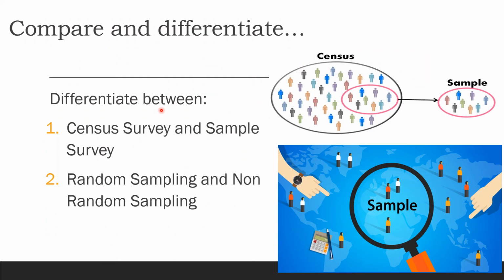What I want you to do after watching the video is to compare and differentiate. I'd like you to prepare two answers. One, differentiate between the census survey and sample survey method. Second, differentiate between random sampling and non-random sampling. You have to do these exercises soon after watching the video.